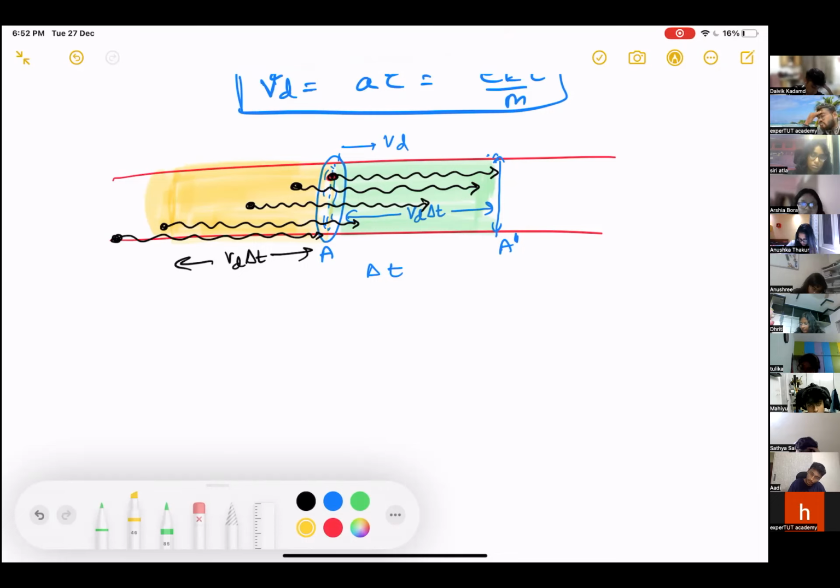Are you writing? Number density of electrons, denoted by small n. N for nest. And therefore, total number of electrons is equal to small n into volume.